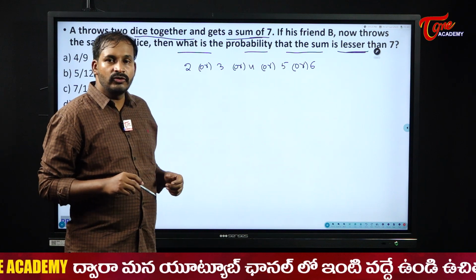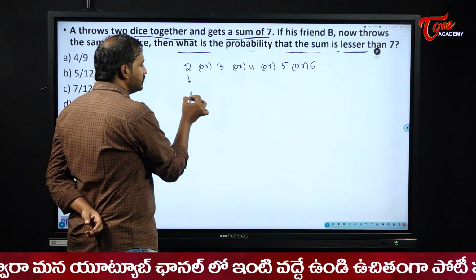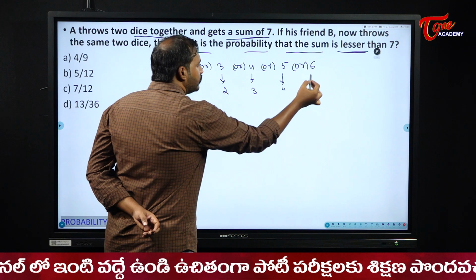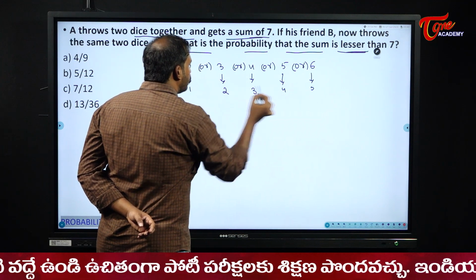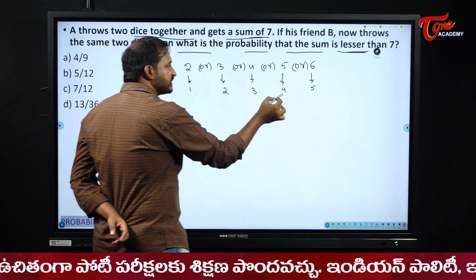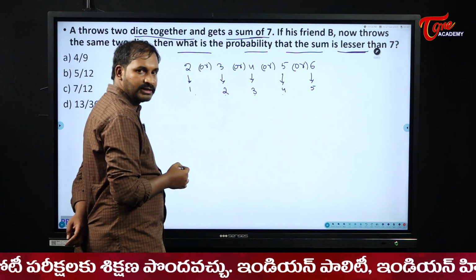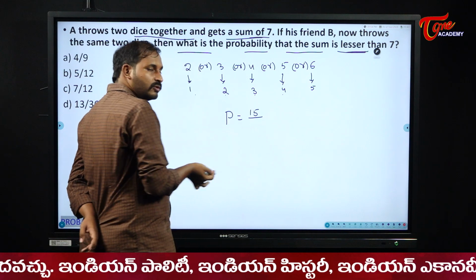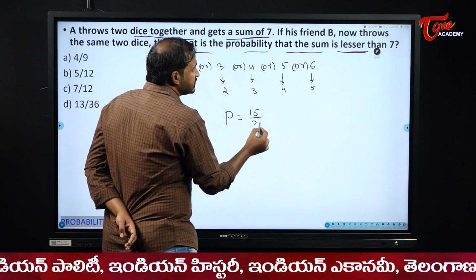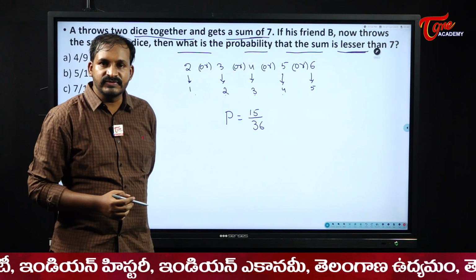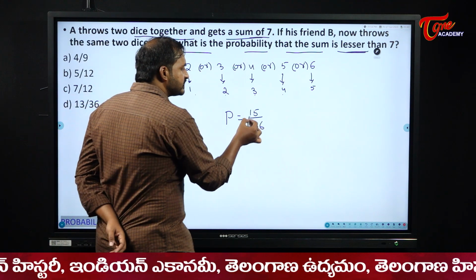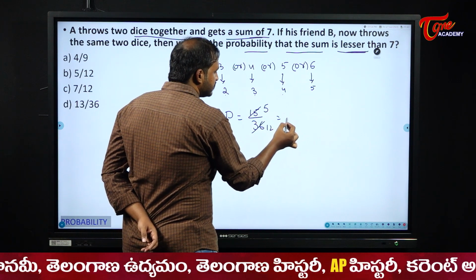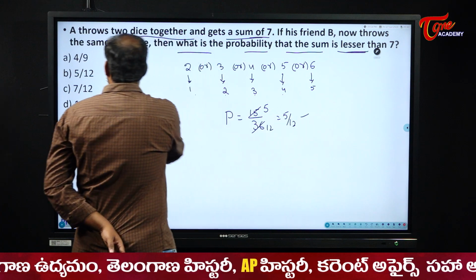So to get 2, how many chances do we have? 1. To get 3, 2. To get 4, 3. To get 5, 4. To get 6, 5. So 1 plus 2, 3. 3 plus 3, 6. 6 plus 4, 10. 10 plus 5, 15. Right? So now my probability will become what? 15 by, when 2 dice are thrown, what is the total number of outcomes? 36. So 15 by 36 will become what? 3 5s are 15, 3 12s are 36. It becomes 5 by 12.